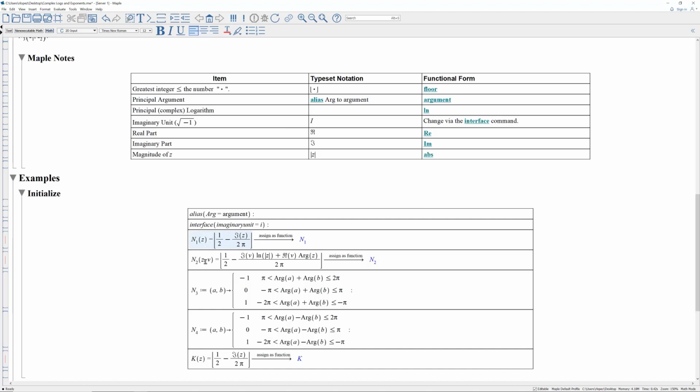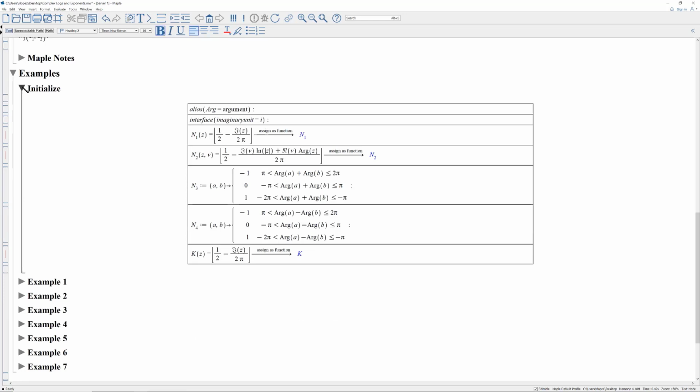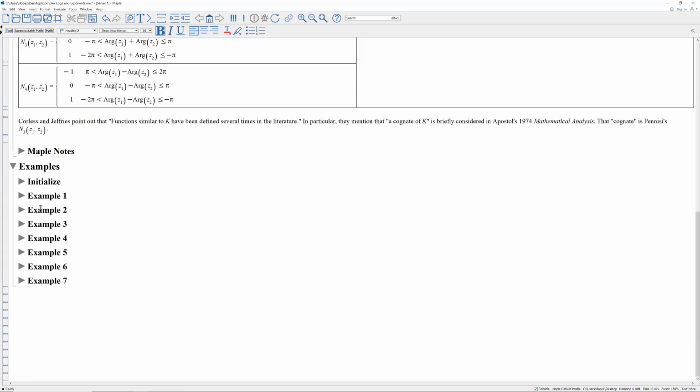I did the same thing here. N2, assign as function. Context panel. Here, for some reason or other, I used the arrow notation. N3, I did that for N4. And for K, I went back and I used assign function. So these are the initializations that allow the examples to work. Well, we have 7 laws to consider, and I have 7 examples.